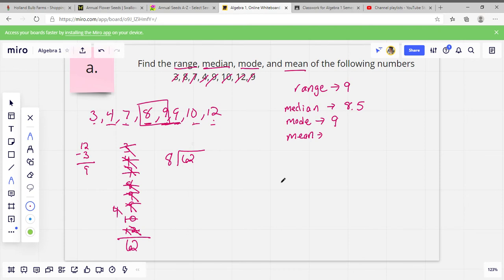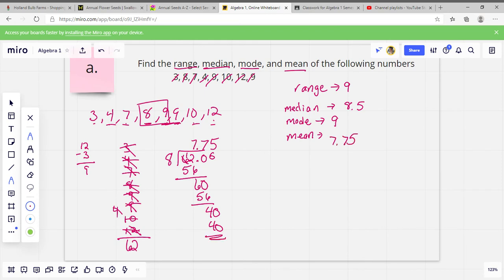8 times 7 is 56, and then that would be 60. Another 7 times 8 is 56, and we're going to get 4. And 8 times 5 is going to be 40. So the mean should be 7.75.